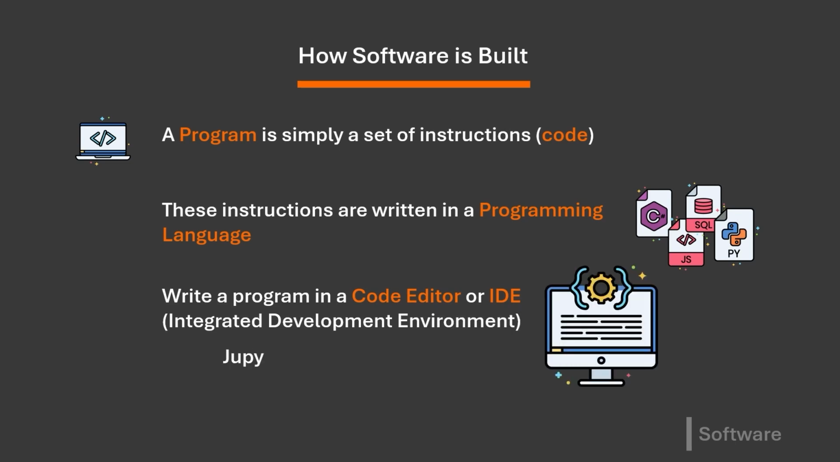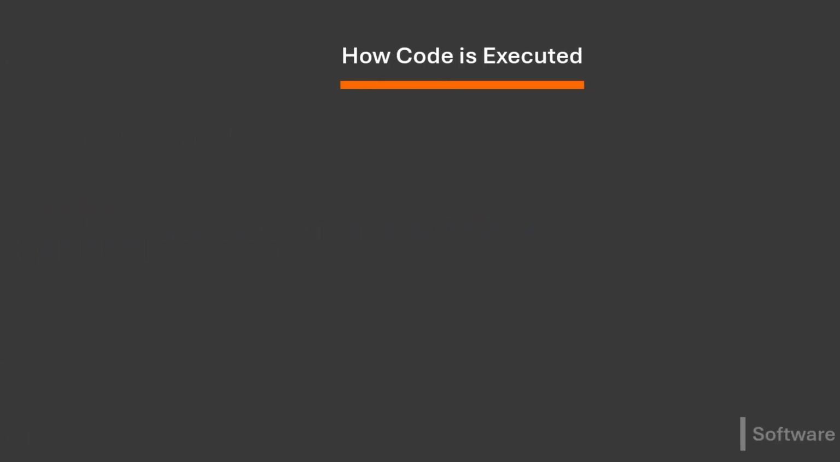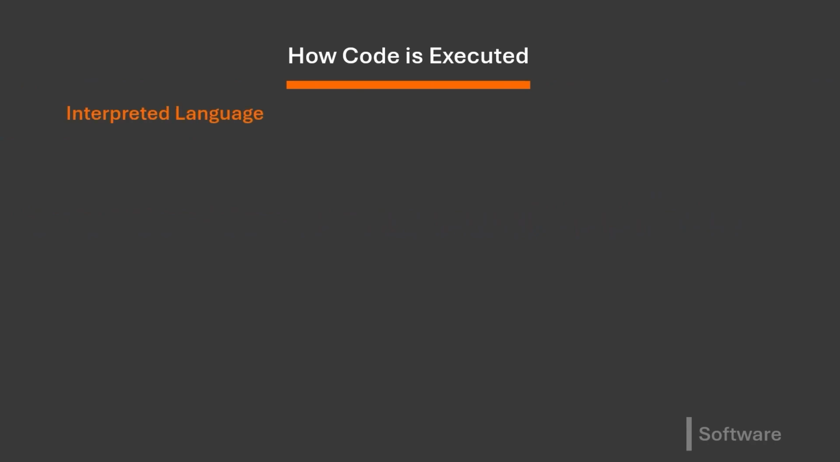These are like advanced text editors designed for coding. Examples include Jupyter Notebook for Python or SQL Server Management Studio for SQL. Once the code is written, it needs to be executed. Some languages are interpreted, which means the computer reads and runs them line by line, making them flexible, but often slower than compiled languages. Examples include Python and JavaScript.